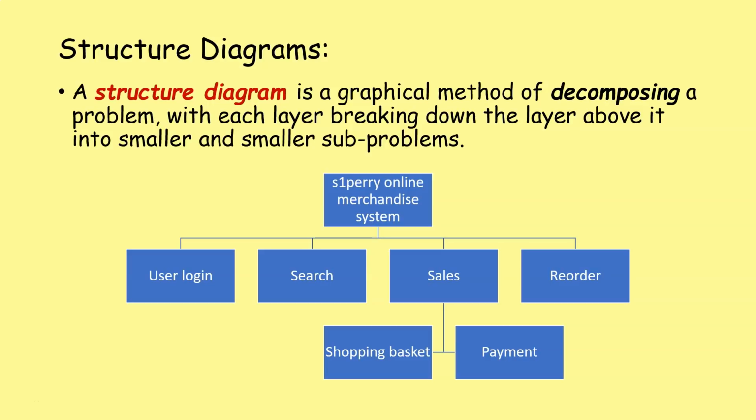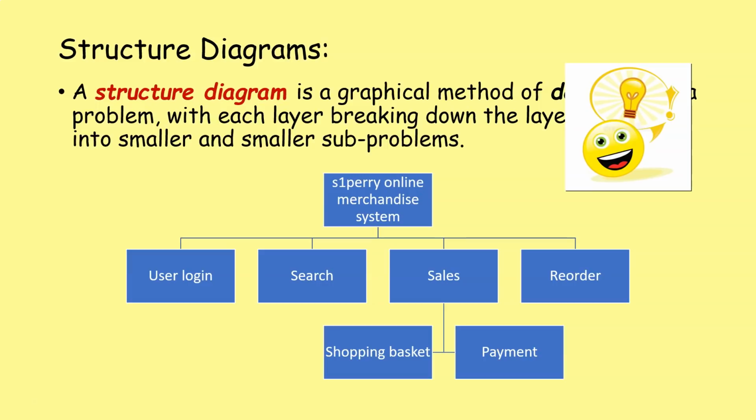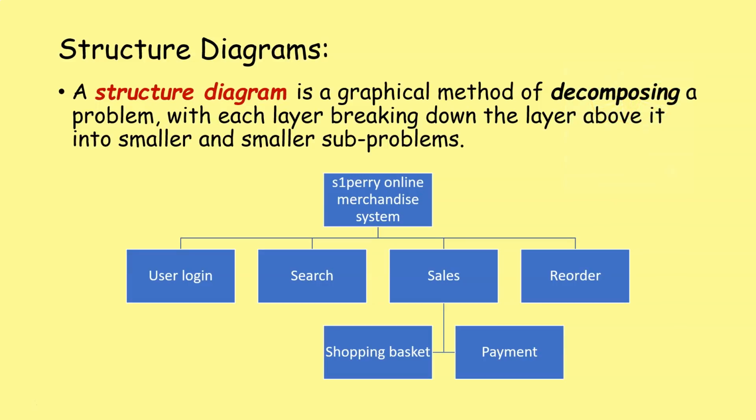So let's imagine I want an S1 Perry merch system so people can go online and buy their t-shirts and hats and caps and mugs and everything else. I decompose this merchandise system into 4 sections: a user login, a search, a sales, and a reorder function. I could then break down, for example, the sales section into a shopping basket and a payment.